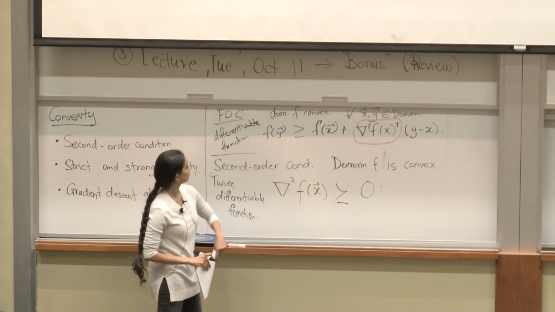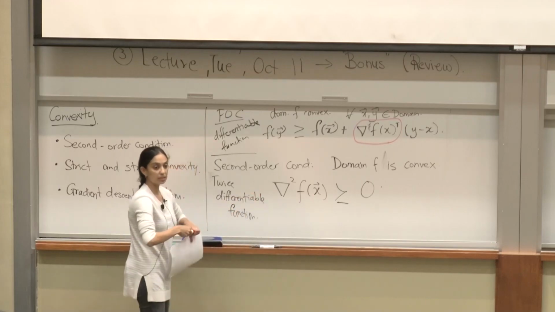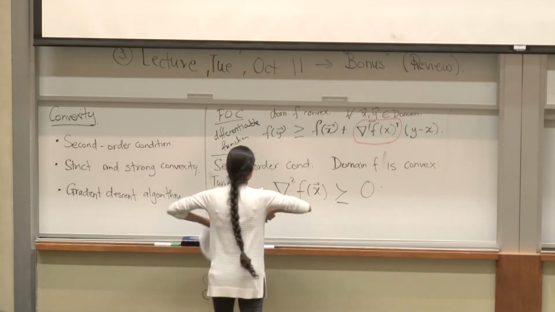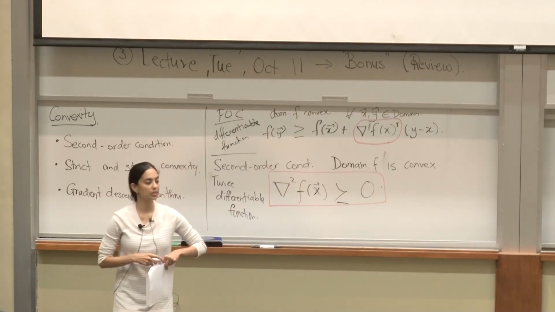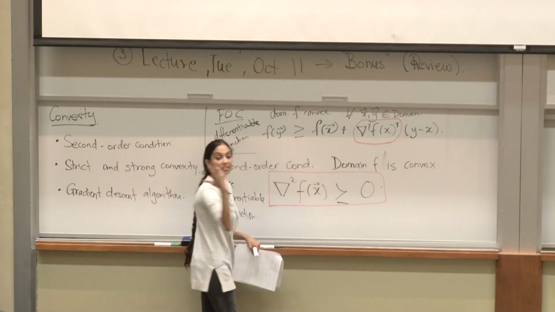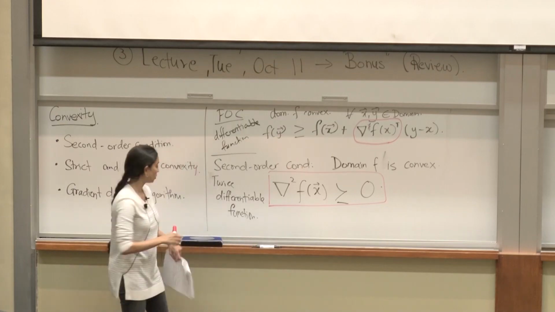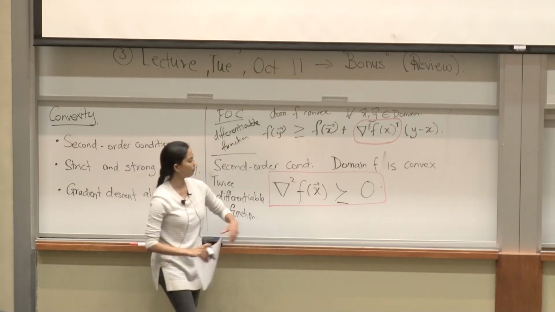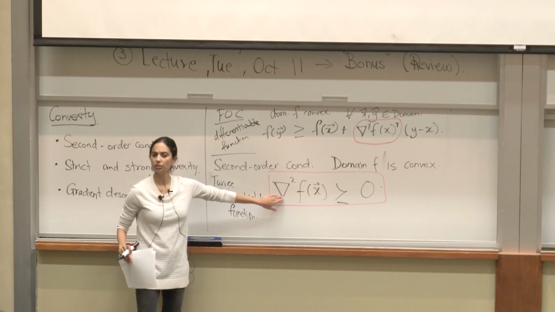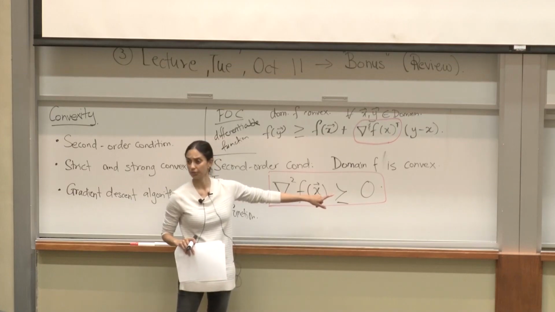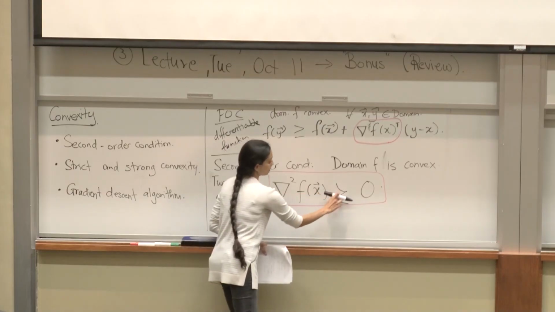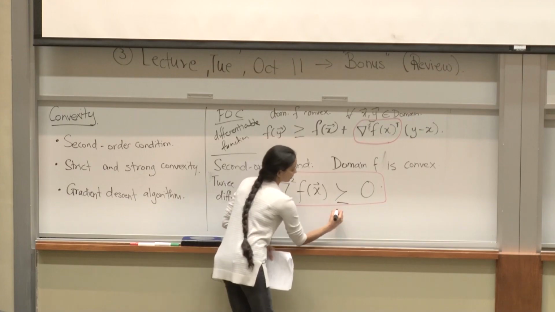Okay? So when I say that this is my second order condition, I'm calling it second order because this is talking about the second derivative, right? The Hessian. So what is the shape of this Hessian in general? What kind of object is this? It's a matrix, right? So what do I mean for a matrix to be greater than or equal to 0? I'm writing this here. I'm not writing this as this.